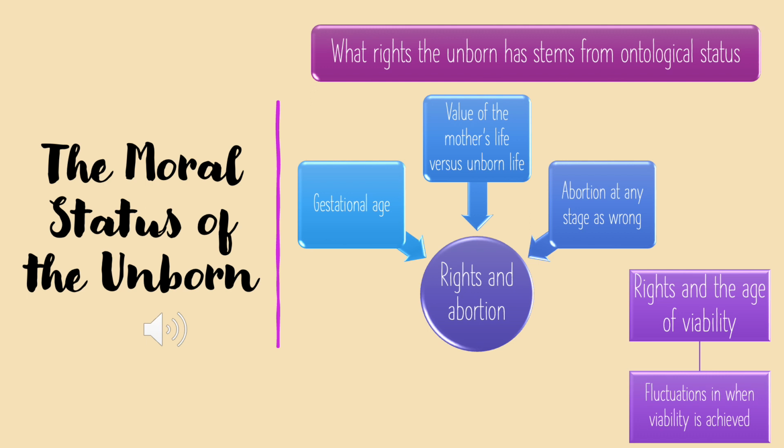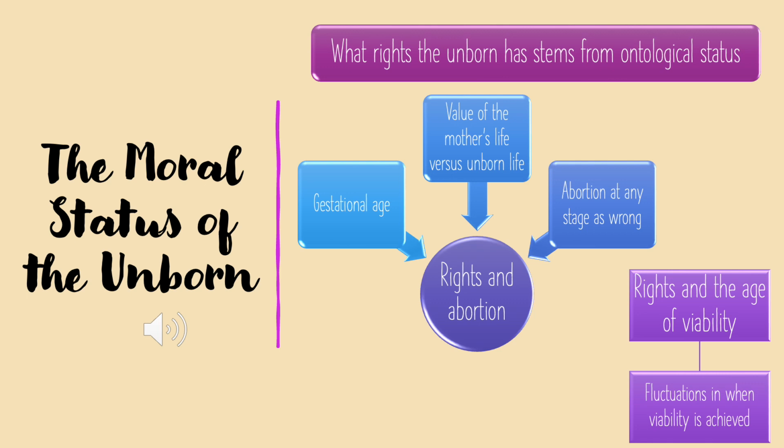Some people would say that Plan B is abortion, the pill that's taken within 72 hours of sexual activity to prevent the implantation of the fertilized egg. Some people would say that abortion is okay during the first trimester. Some people say it's not okay at all. And a lot of that depends on how they're defining the ontological status of the unborn.